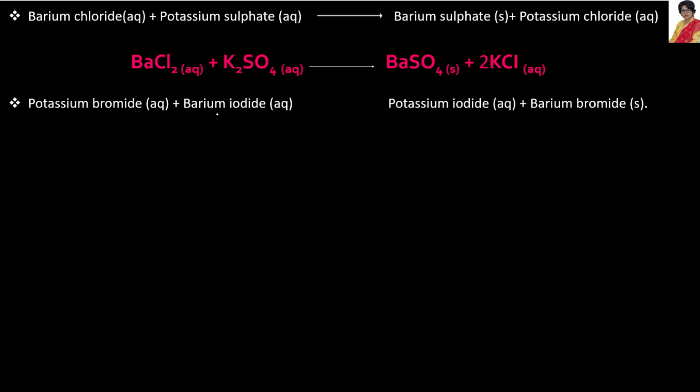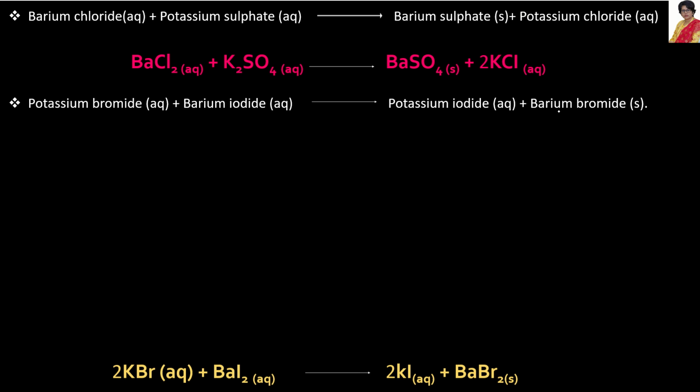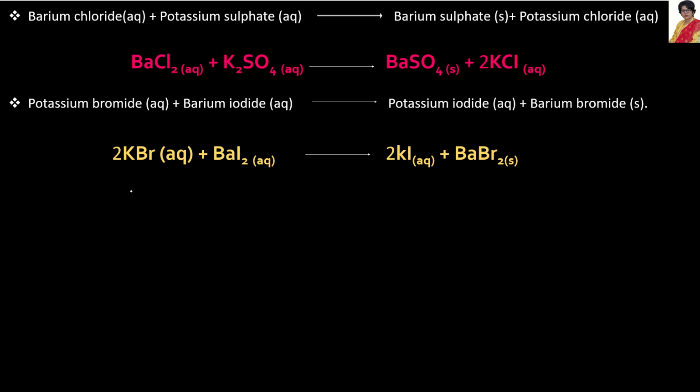Potassium bromide reacts with barium iodide and we will get potassium iodide and barium bromide. Potassium bromide will dissociate into K plus and Br minus ions. Barium iodide will dissociate into Ba2 plus and I minus ions. So here there will be an exchange of ions between the reactants. We will get potassium iodide in aqueous solution and barium bromide, which is a solid substance, and it will precipitate out from the reaction.